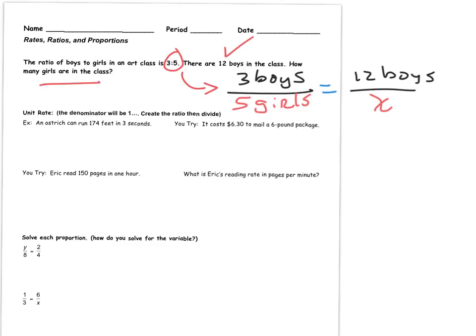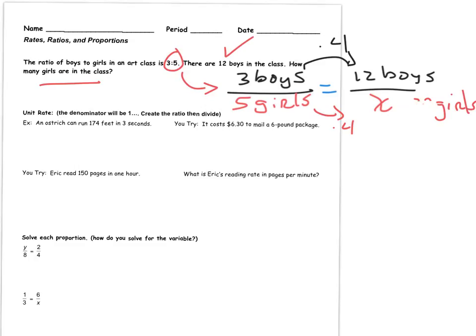So you're going to put 12 boys on top. Notice boys on top, girls on bottom. I've color-coded it for you. Now, one method of doing it: we could see that in order to get from 3 to 12, we would multiply by 4. Same thing on the bottom. If we do times 4 here, 5 times 4 would make that 20 girls. Okay? Now, that's one method of solving it.